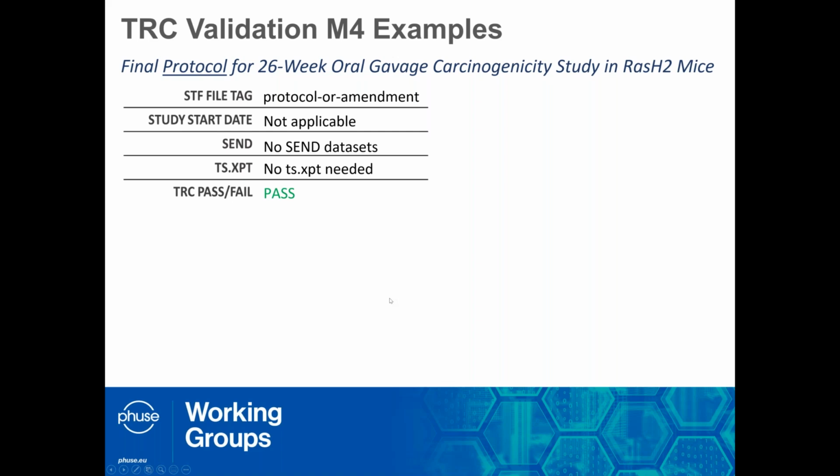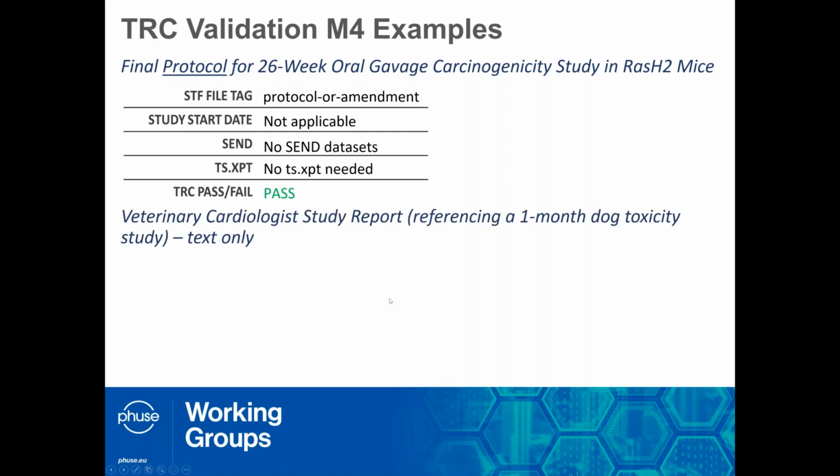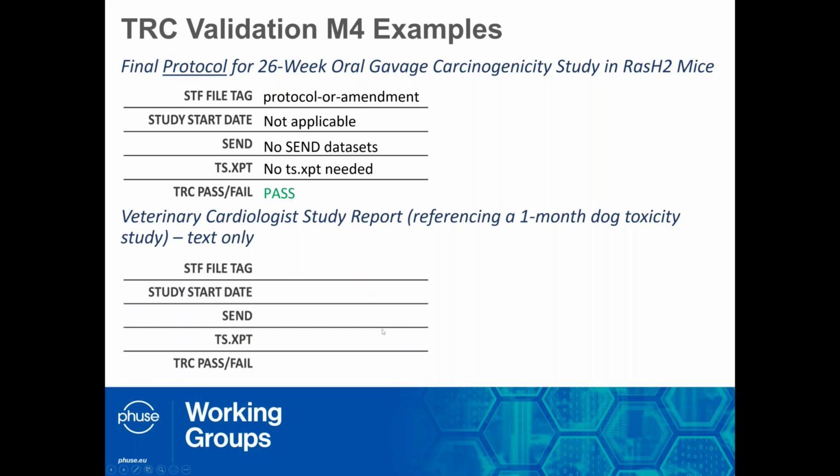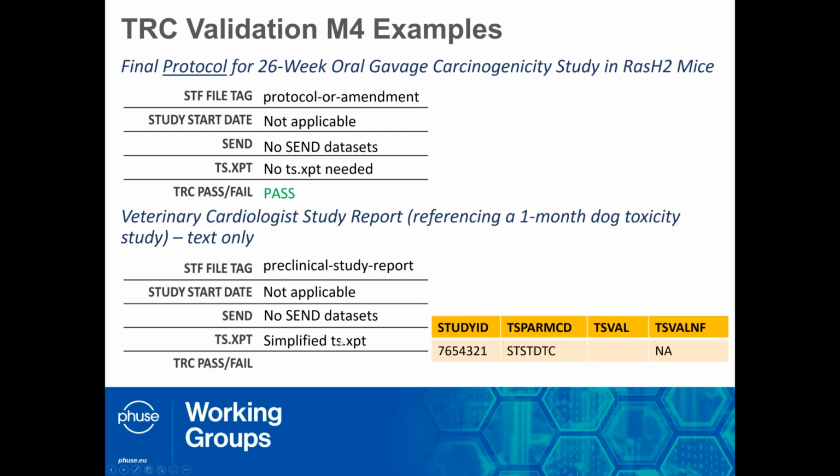Our last example is a veterinary cardiologist study report, which is a text-based document with no line listings. In this case, the file tag used was preclinical study report. Again, no relevant study start date, no SEND datasets. However, because the file tag used was preclinical study report, the sponsor included a simplified ts.xpt, we can see over here, including NA in the TSVAL and F field, and the submission successfully passed through the validation process.